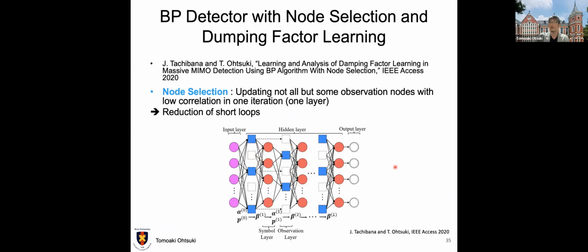Then in each iteration, in the DNN unfolding part, we can see that in each hidden layer some nodes don't connect. By using this, we can reduce the short loops, and we can expect an improvement of the performance.